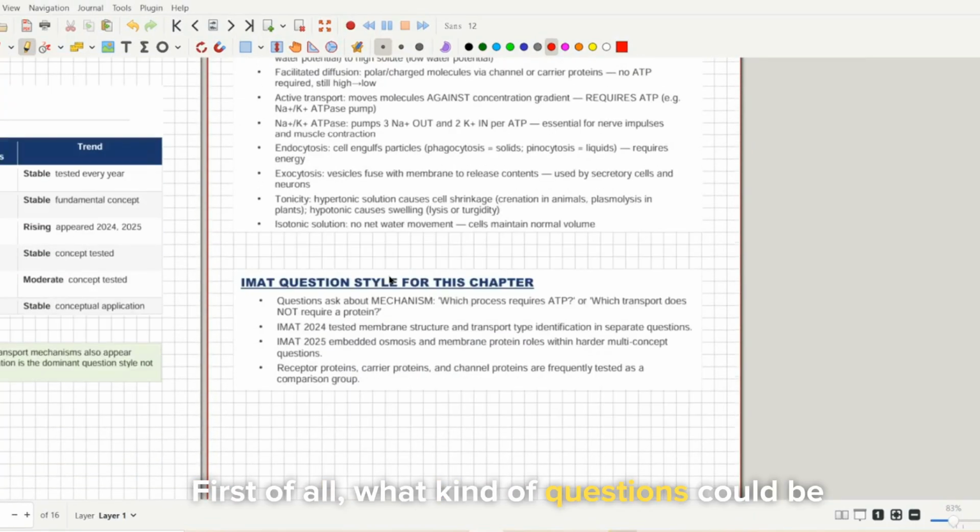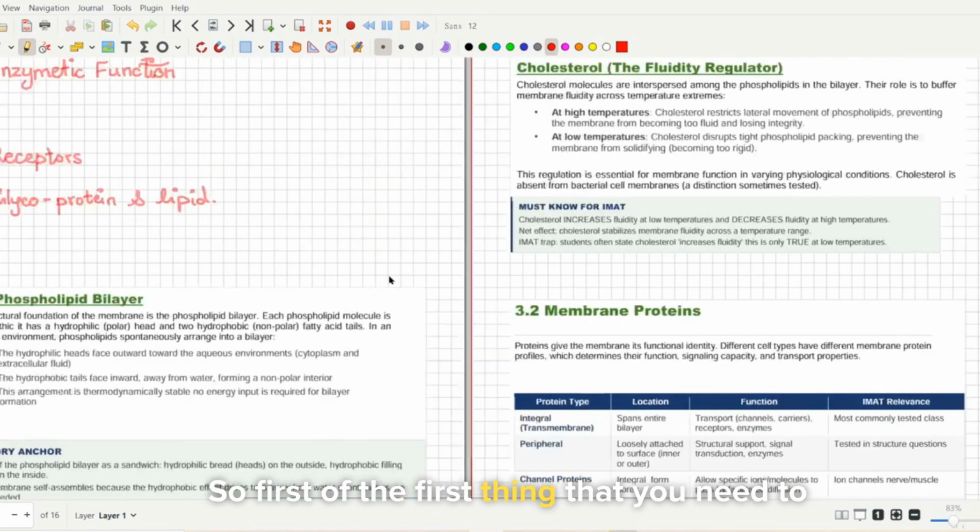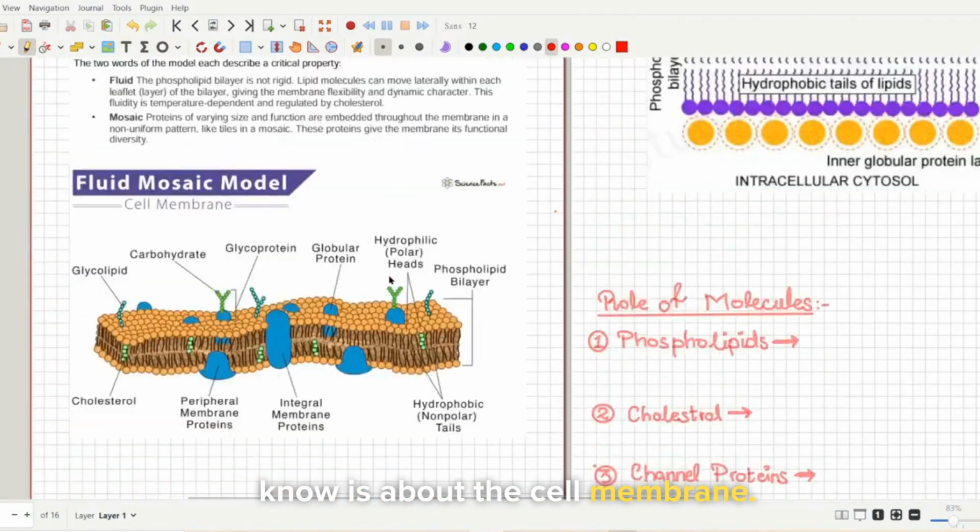First of all, what kind of questions could be asked from this chapter? They can ask you about the mechanism and how ATP is used in transport, and whether ATP is required in a specific reaction or not, because in IMAT 2024 they tested membrane structure and how transport occurs, and in 2025 they asked about osmosis and the roles of membrane proteins. So we have to cover every single concept related to transport and the cell membrane in this topic. First, you need to know about the cell membrane.